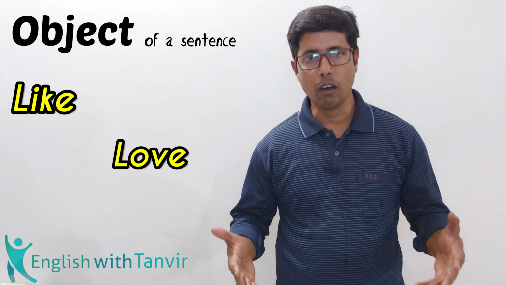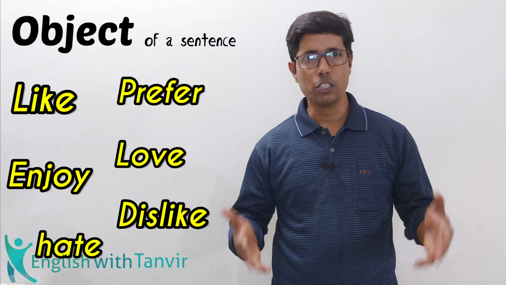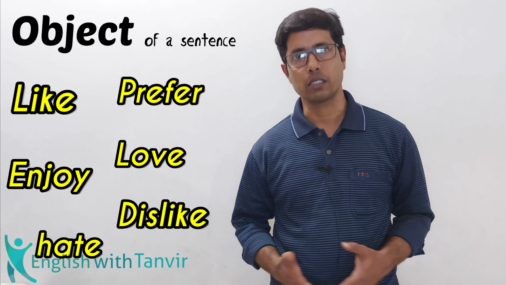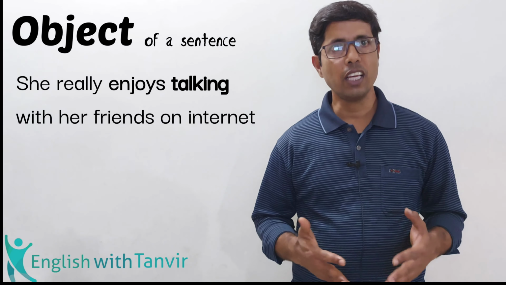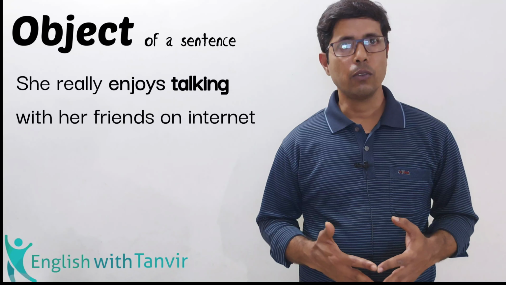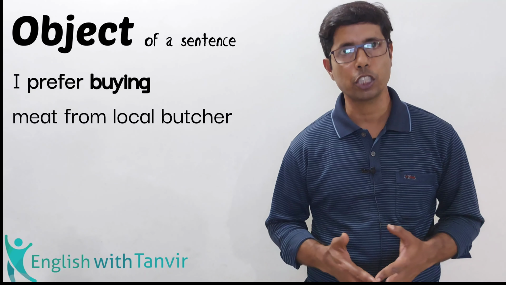You can use a gerund as an object of a sentence. Now, there are some common verbs that take gerunds as an object, like love, enjoy, prefer, dislike, hate. All these verbs can be followed by a gerund. I really like cooking, but my fiancée is a much better cook than me. She really enjoys talking with her friends on the internet. I prefer buying meat from the local butcher.